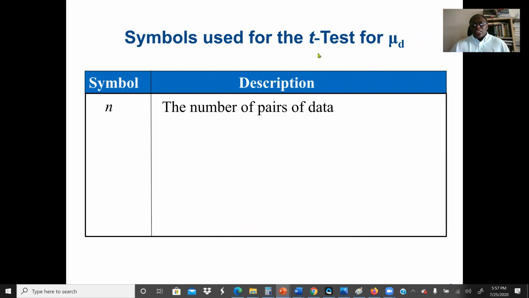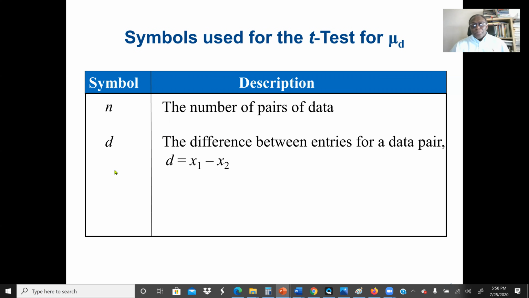So the symbols used for the t-test for the population D: lowercase n is the number of pairs of data, which sometimes we say the sample size, because again, the two samples must be the same size. So if I have 10 values, then I'm going to have 10 pairs. So n is the same as the sample size, which in this case is the number of pairs of data, because we are taking one value from each of the samples.